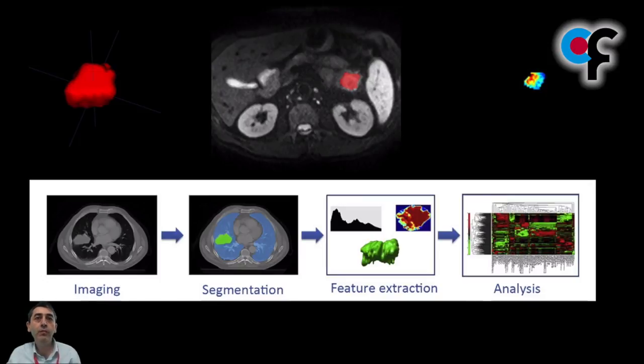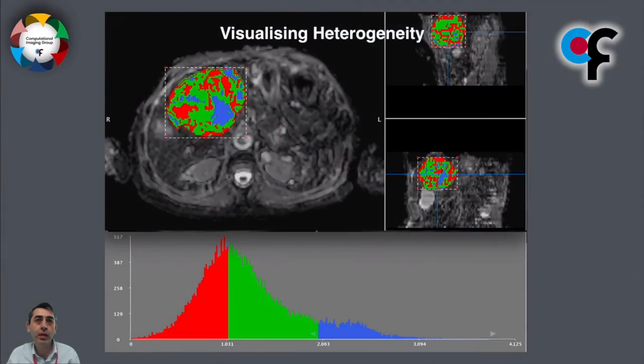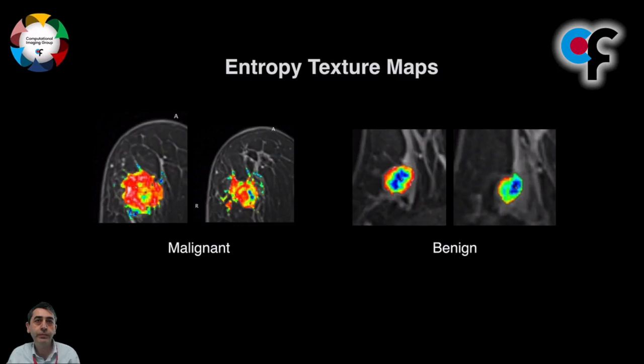So the typical workflow of radiomics comprises imaging, segmentation, feature extraction, and analysis. So let me take the opportunity and share with you some examples of our group, starting with histogram analysis, that is an advanced method that can be used to study tumor heterogeneity based on a pixel-by-pixel segmentation of the tumor and quantification of a parametric map like apparent diffusion coefficient.